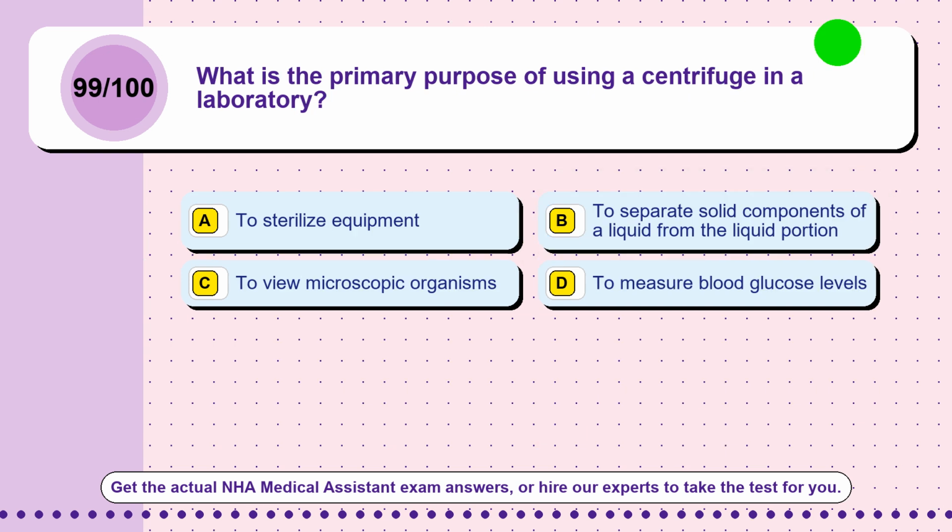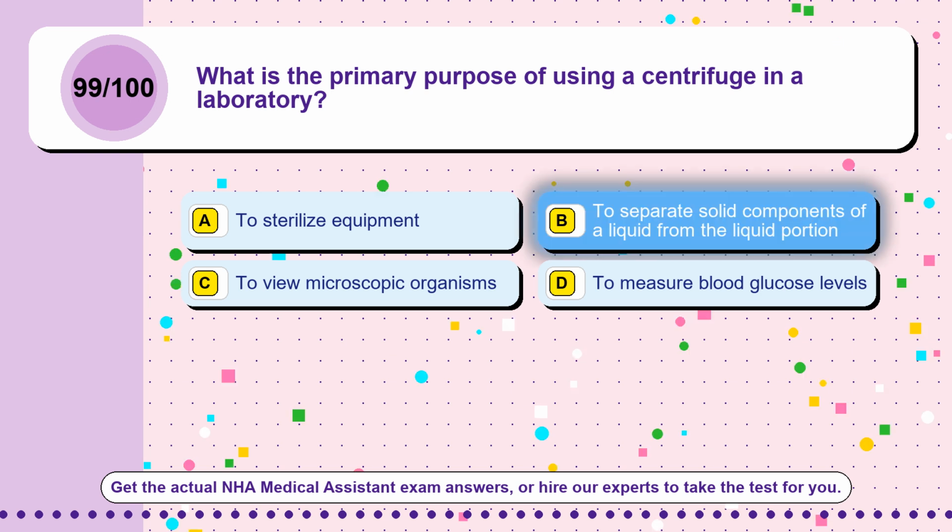Question 99. Which of the following microcollection tubes should a medical assistant draw first when performing a capillary puncture? Option A, lavender top, EDTA. Option B, green top, heparin. Option C, red top, serum. Option D, gray top, sodium fluoride. The correct answer is option A, lavender top, EDTA.